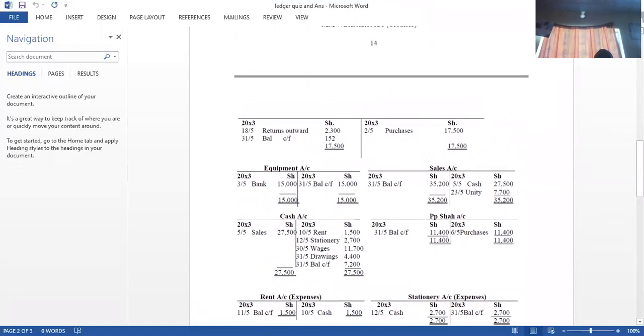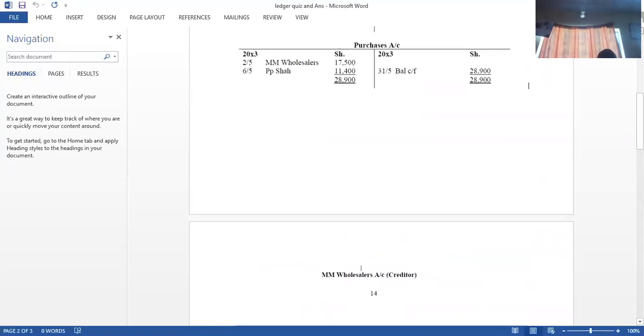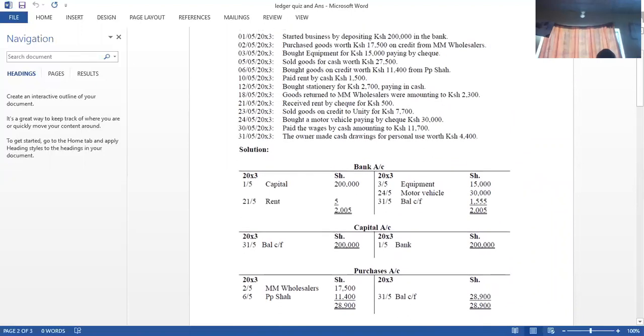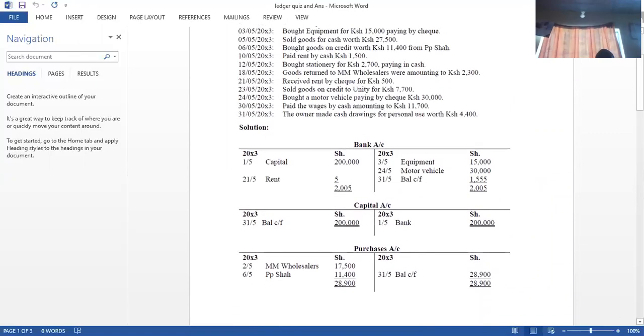Then the next transaction that took place was on the 18th. And what happened on the 18th is that goods were returned to MM wholesalers amounting to 2,300. Remember, MM wholesalers, we had bought goods from them. So we credited MM wholesalers at that particular date.